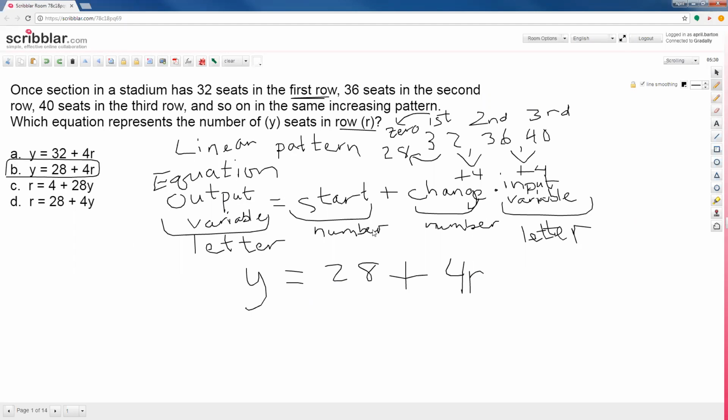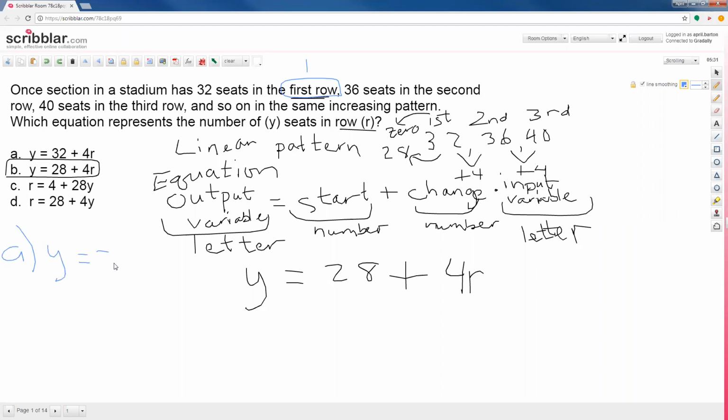Now, what if you forget? You're like, I don't remember where I put each variable. I don't remember which part goes with the starting number and which part goes with the rate of change. If it's a multiple choice question, you can use some of the information to check each answer choice and see if you come out with the right thing. So for example, you could say, okay, first row, that's the number 1. I'm going to try equation A.